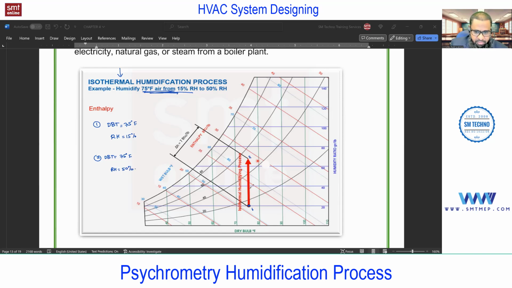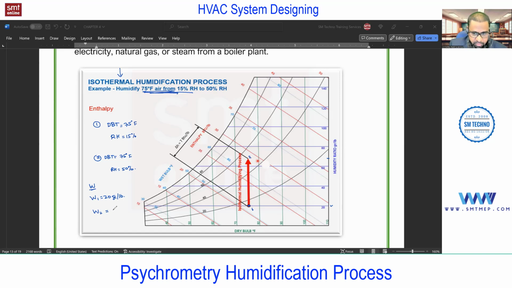And how can we achieve this? Simply by adding the moisture. And moisture means the heated steam. Now, what will happen to the humidity ratio? We'll talk about this humidity ratio now. So W1, this is a point, this is 20 grains per pound. And what about W2? Will it increase or decrease? Increase. Obviously, we're adding moisture, so the humidity ratio, meaning more grains per pound of dry air, will increase.